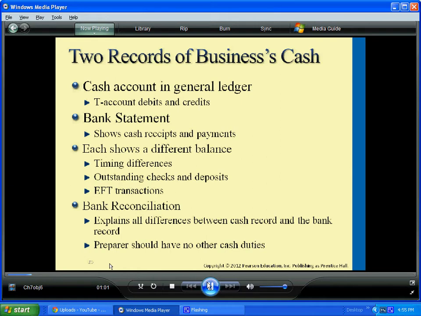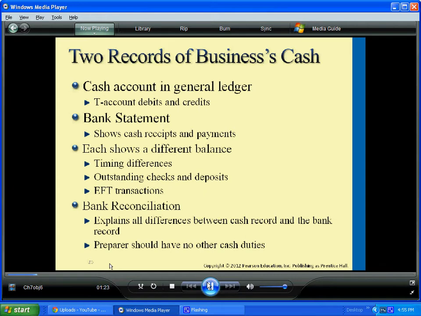It shows the receipts and payments that have gone through our cash account at the bank. We're going to have a different balance at the end of the period for the general ledger cash balance and the bank statement. Why? This is because of three things.